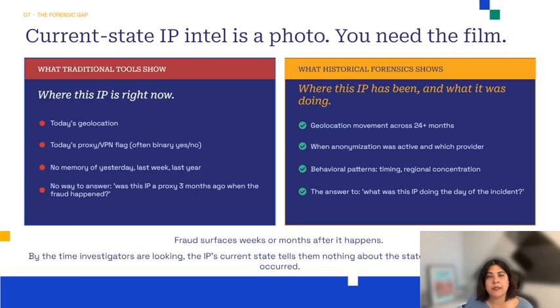So based on that, think about the current state an IP address is. When you think about the current state, where that IP address is, it's more like a photo. But you really need the film, right? And so traditional IP tools tell you what an IP address looks like right now, today. Today's geolocation, today's proxy flag, but there's no memory of yesterday, no memory of last week, or even a year ago. They cannot answer the question that matters most in the fraud investigation.